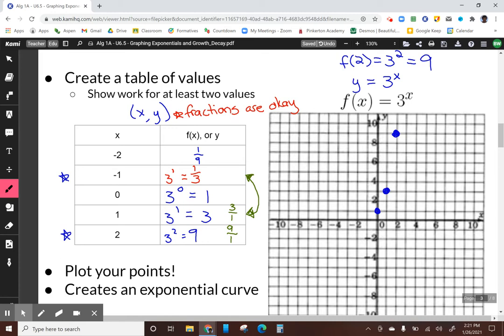But now it gets a little trickier when it comes to the fractions, because 1/3, like -1 comma 1/3, I'm just really going to estimate this point to be about a third up in that box. And then -2 comma 1/9. Now I'm getting even closer down to the bottom of that x-axis, but not quite. So my goal now is to try and connect all of these points with an exponential curve.